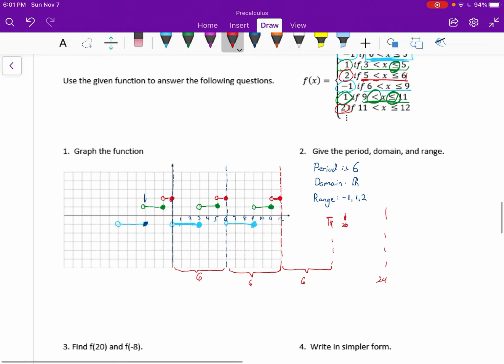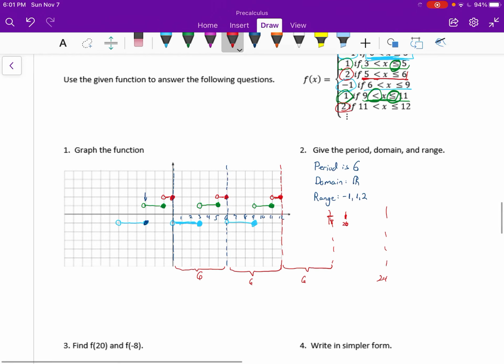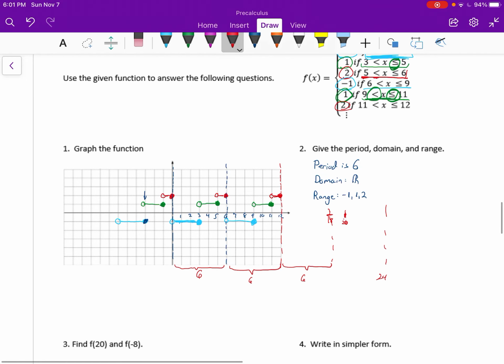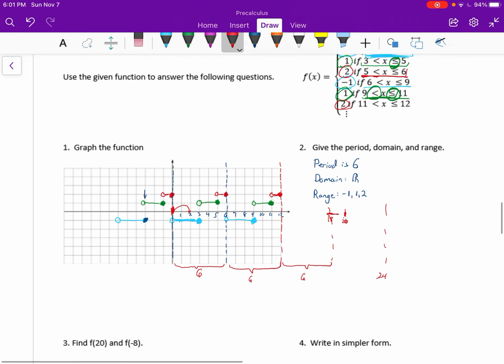Well, what does that correspond to? These dotted lines are kind of restarts here. And so at 20, that's 2 units from our starting spot. So 2 units from our starting spot. So 20 would match up with 2. And so what does f of 2 equal? f of 2 was -1. So f of 20 will equal -1.